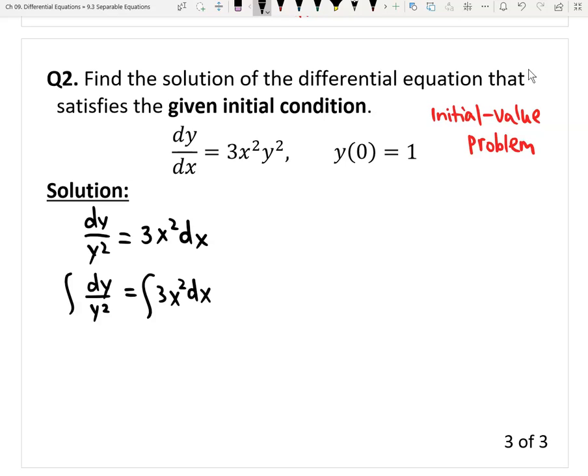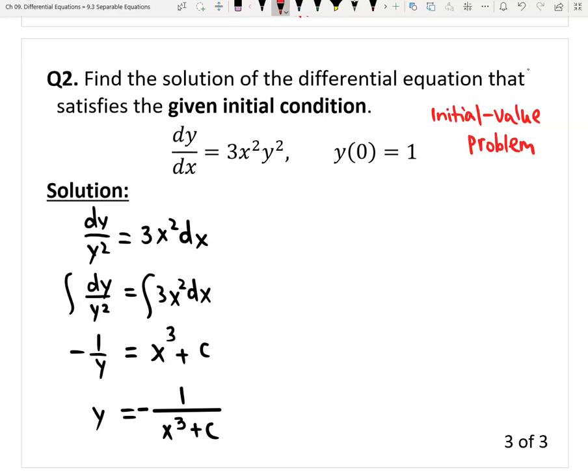Okay, we evaluate both. So the left is negative 1 over y. The right is x raised to the third power. And then don't forget the c. And the last step, we solve for y, right? If I solve for y, I will get this. We do have a negative. Don't miss the negative. Okay, it's negative 1 over x to the third power plus c.